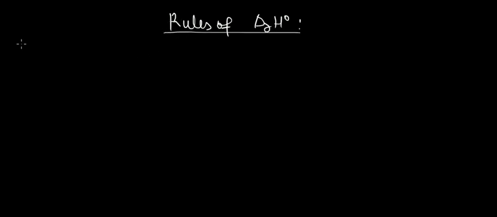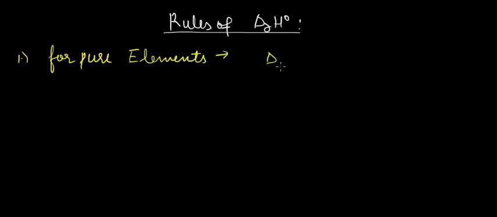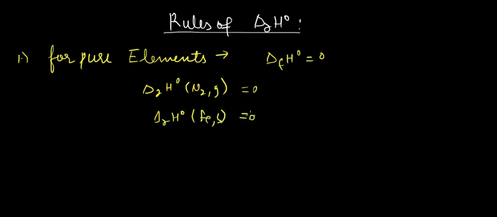Okay, so first is, for pure elements we can write that delta F H naught is 0. So delta F H naught for nitrogen gas is 0, delta F H naught for Fe is 0, and for, let's say, bromine in liquid phase would also be 0.